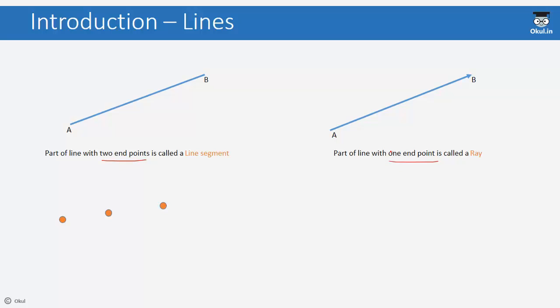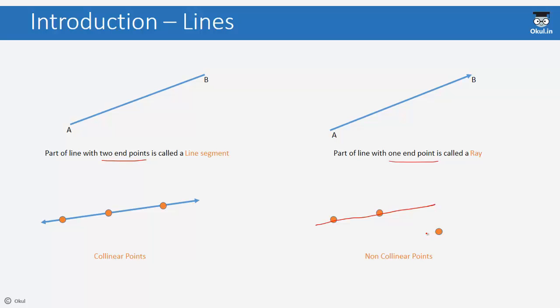Now suppose we have three points and all three lie on the same straight line. Then we can say that these points are collinear points. Again we have three points, and as we can see, they are scattered. Only two of them lie on the same straight line and the third one doesn't. So we can say that these points are non-collinear points. These are the basic definitions of lines.